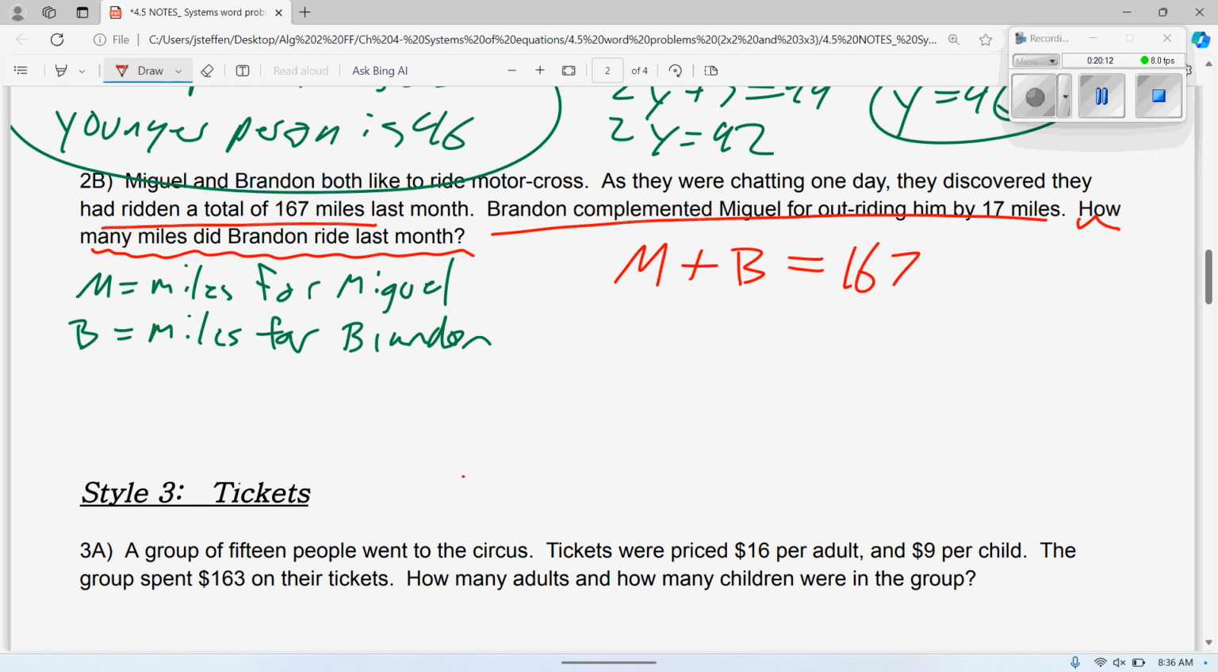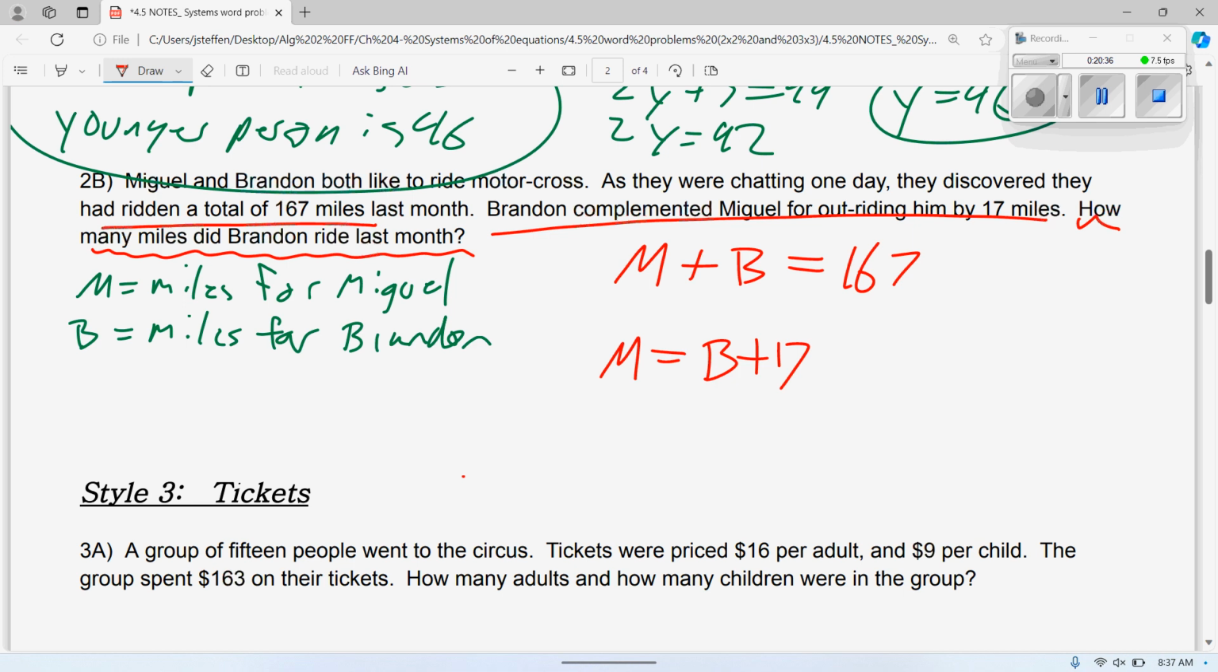Now, this is the one that a lot of people struggle with. Since Brandon complimented Miguel, which one rode more miles? Well, Miguel did. That's why Brandon is complimenting him for outriding him by 17 miles. So Miguel should have more miles. So Miguel is the same miles as Brandon, but you add 17 to Brandon's. He outrode him 17 miles, so it's Brandon plus 17.